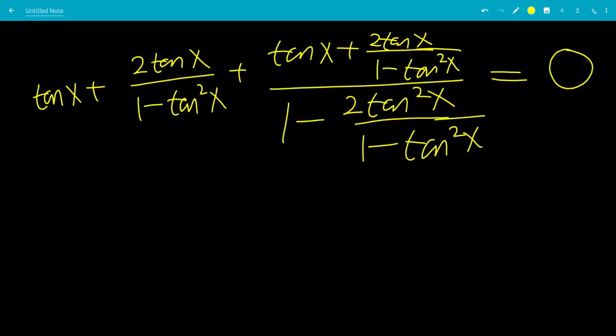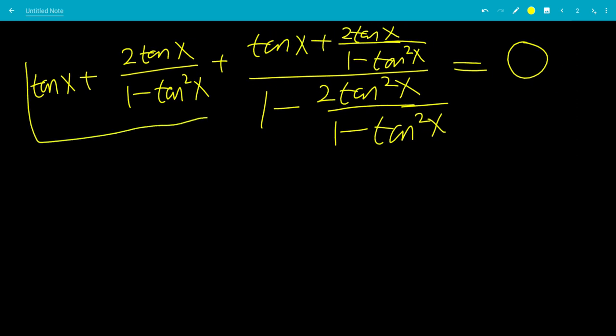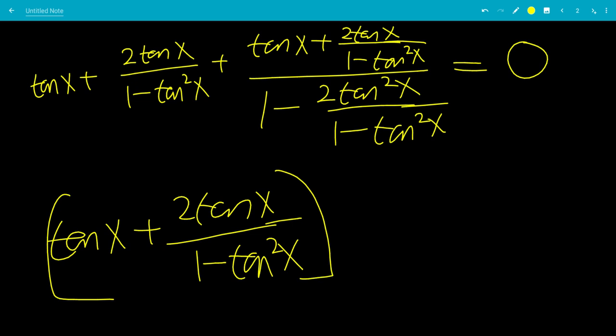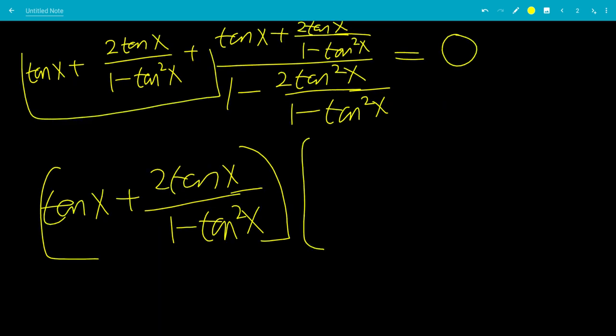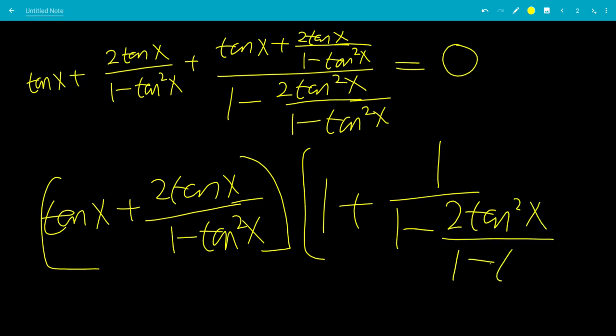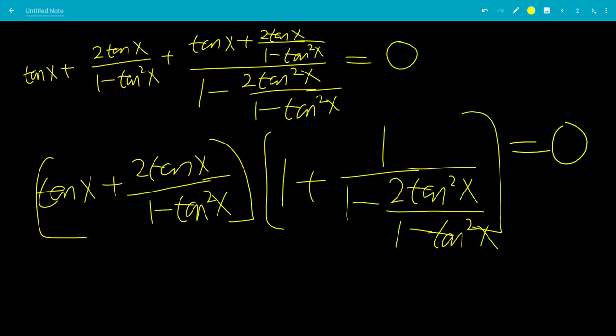Okay. So now we can factor tangent x plus 2 tangent x over 1 minus tangent squared x out, because you see it here. So we're going to factor that out. Okay, good. When we factor this out, we get 1. And then we factor out from the top, so we get 1 plus 1 over 1 minus 2 tangent squared x over 1 minus tangent squared x. Okay, good. That's equal to 0.